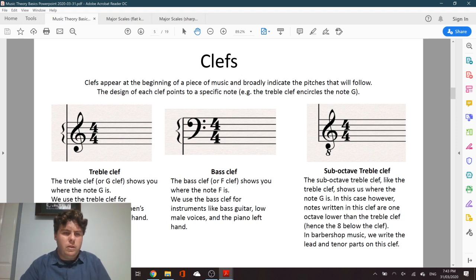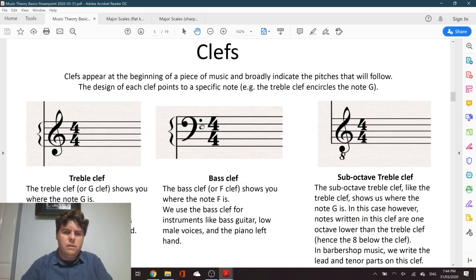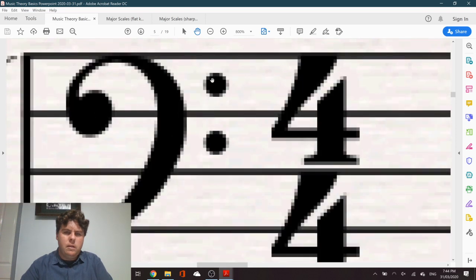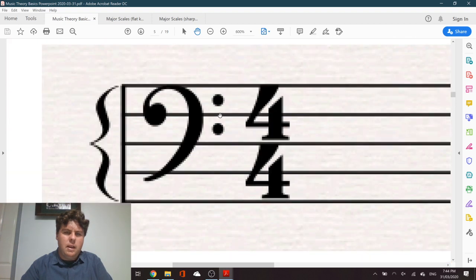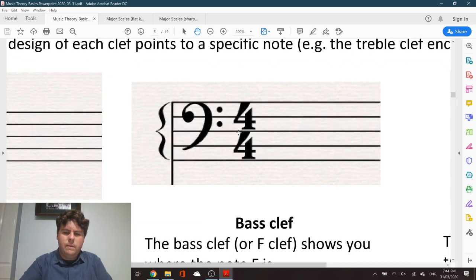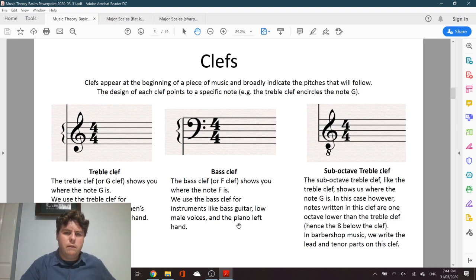We use the treble clef for instruments like flute, or women's voices, or the piano right hand, as well as lots of other instruments, the guitar as well. The bass clef, so baritones and basses, we read the bass clef. The bass clef is also known as the F clef, because it shows you where the note F is. If I zoom in on the bass clef here, the two dots are either side of this line here. It's telling you that this line is F in this piece of music. So that's the bass clef, also known as the F clef. We use the bass clef for instruments like bass guitar, low male voices, and the piano left hand.